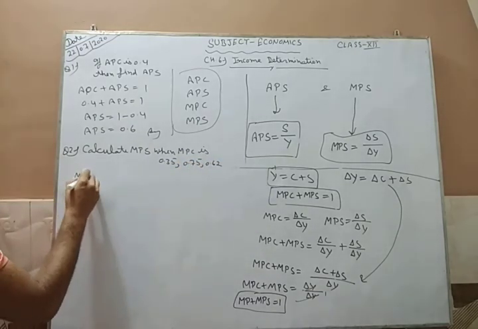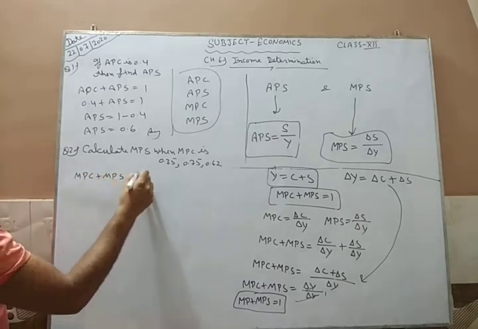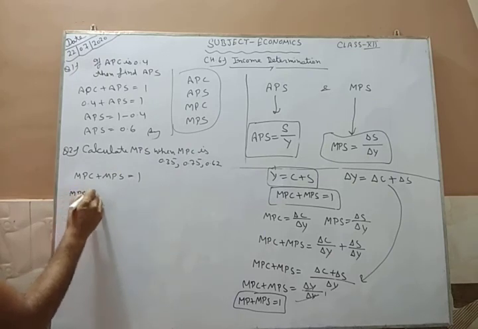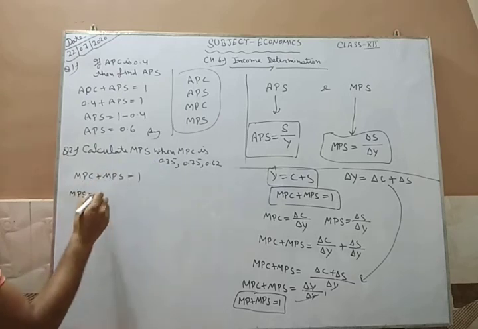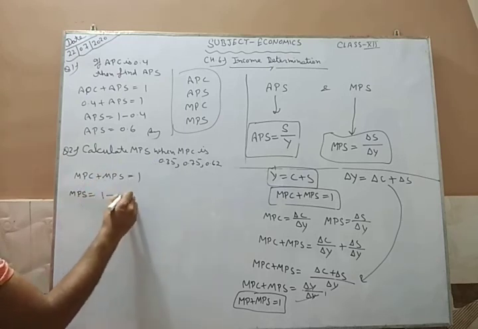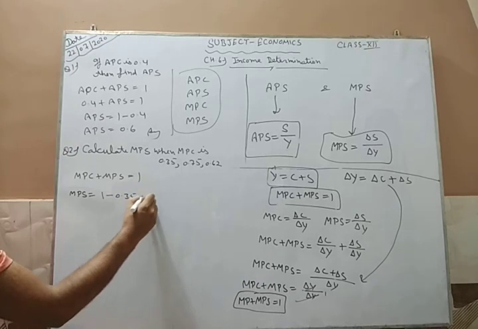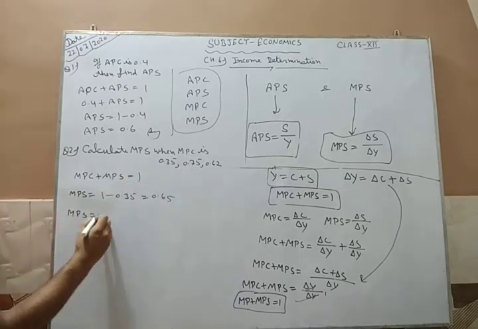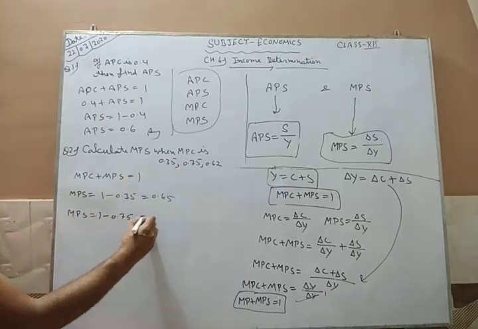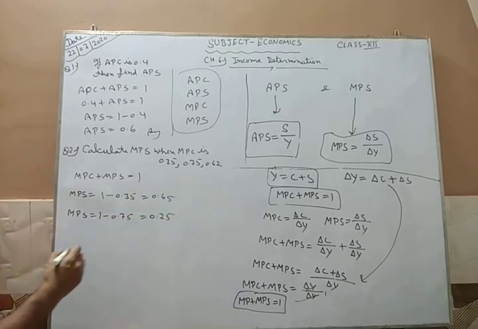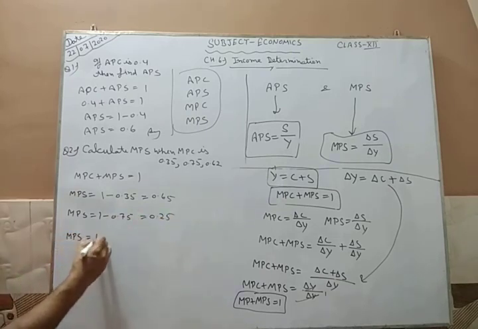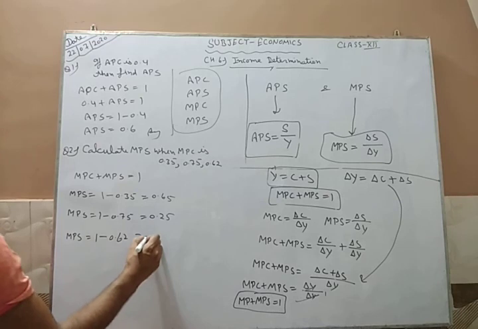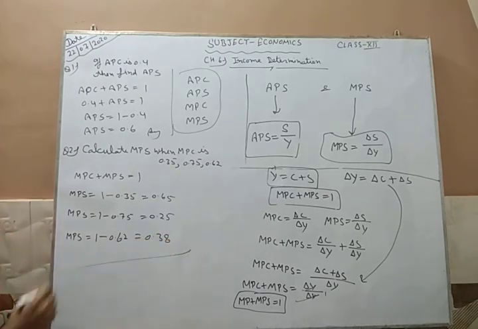So students, MPC plus MPS is equal to 1. So MPS is what we are finding. When MPC is 0.35, what will you do? 1 minus 0.35 is equal to 0.65. When MPC is 0.75, MPS is 1 minus 0.75, it will be 0.25. This is clear. And when MPC is 0.62, MPS is 1 minus 0.62, it will be 0.38. I hope this is clear to students.